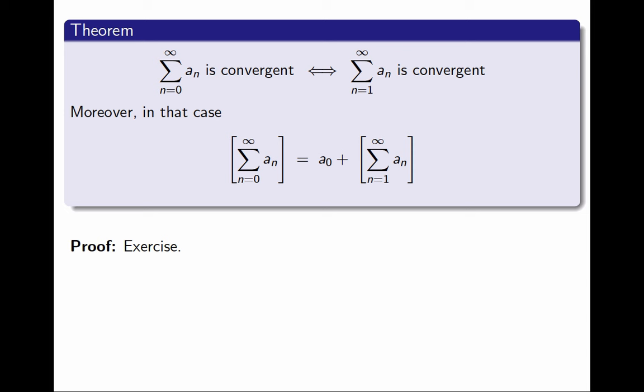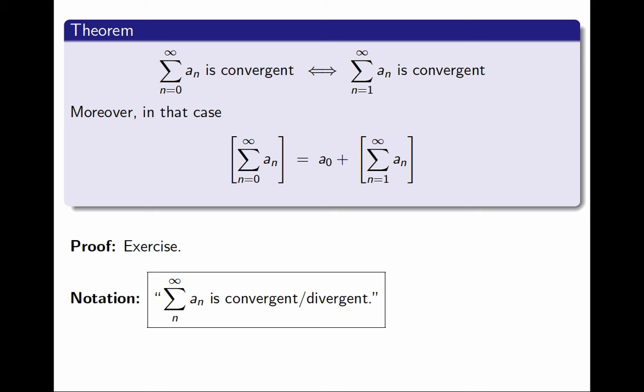But I want to introduce a piece of notation. Because this theorem is true, we can write things like this. We can say the sum of a_n as n goes to infinity is convergent or is divergent, and we don't even specify where it starts. The reason this notation is okay is because it's well defined. If the series starting at 0 is convergent, then starting at 1 is convergent, and the same way starting at 2 or at 7 or at any other number. I wrote the theorem only for 0 and 1, but it will be true for any two starting points.